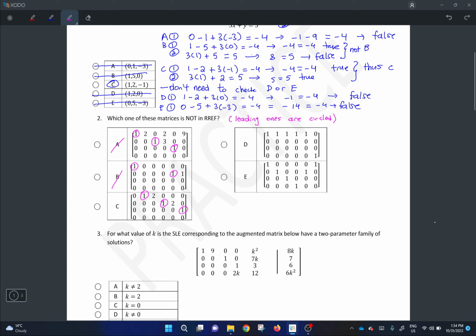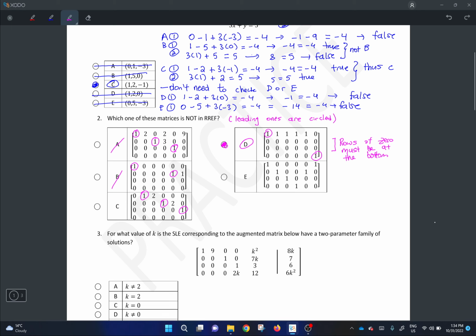Okay, and then for D, we have a leading 1, another leading 1. And this is the answer. I'll tell you why. Rows of zeros must be at the bottom. So that's the answer, D. So I should bubble in. Be a good example for you, bubbling and stuff.